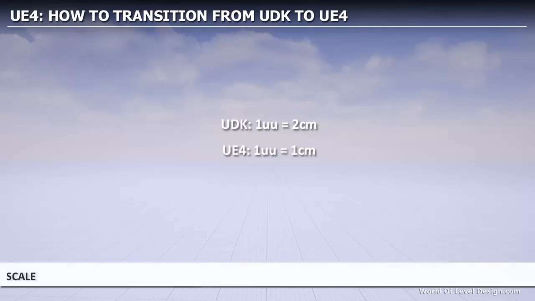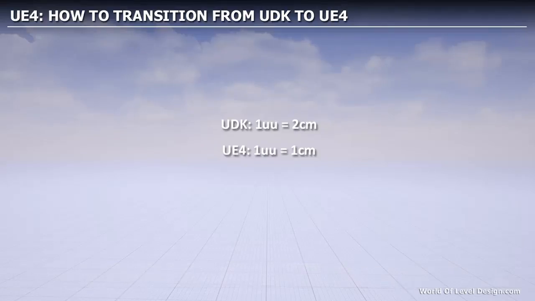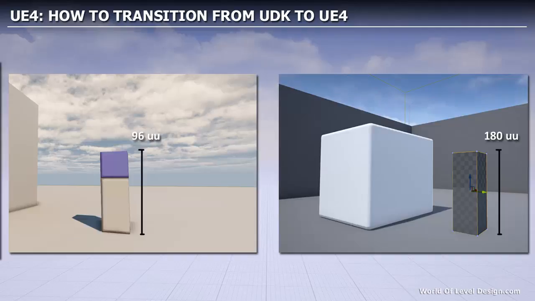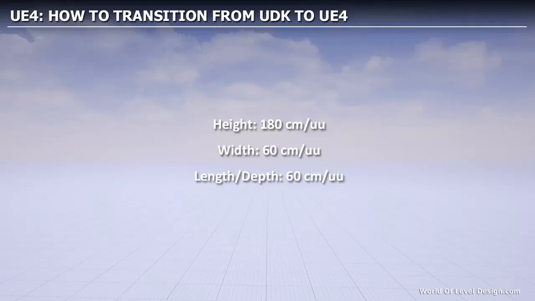The use of scale in UDK is different than Unreal Engine 4. In UDK, one Unreal unit is approximately 2 centimeters. In Unreal Engine 4, one Unreal unit is 1 centimeter. So the character height in UDK is going to be smaller, and you're probably used to using Unreal character height at 96 Unreal units. In Unreal Engine 4, character height is 180 Unreal units. So the full Unreal Engine 4 character dimensions, the base scale is height at 180, width and length is 60.